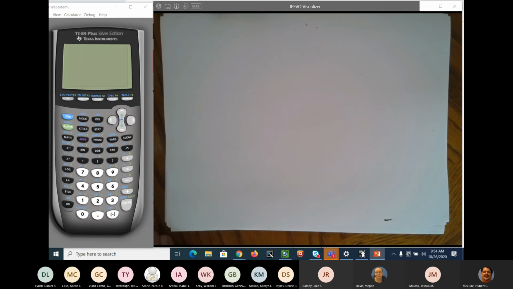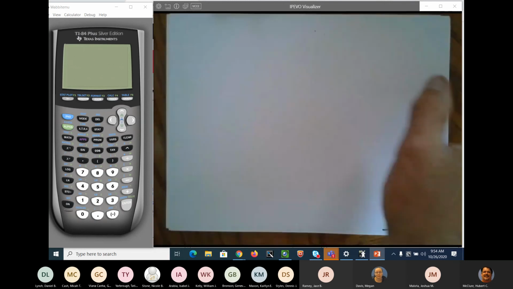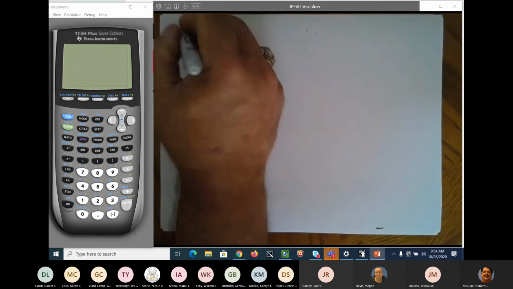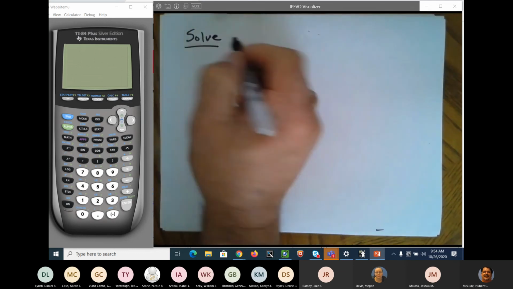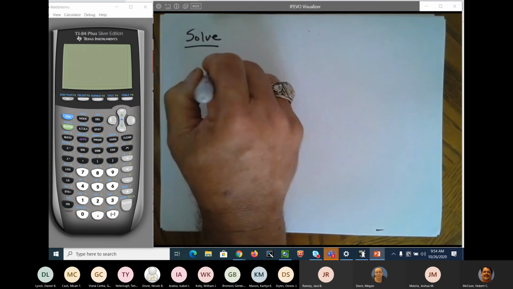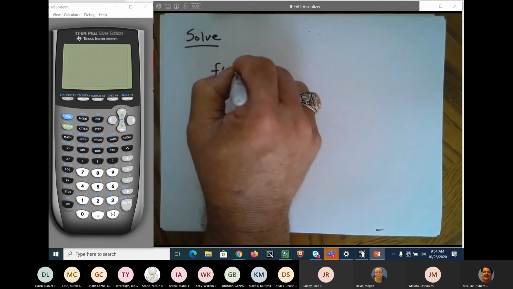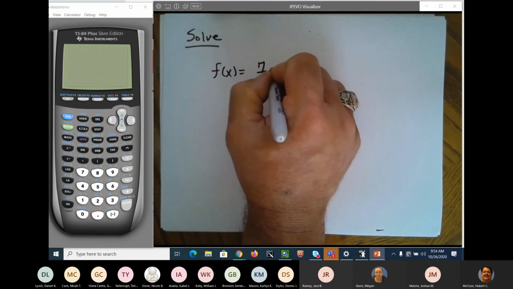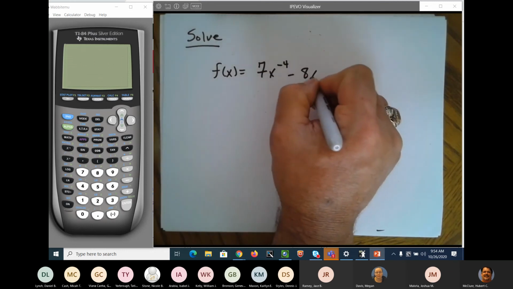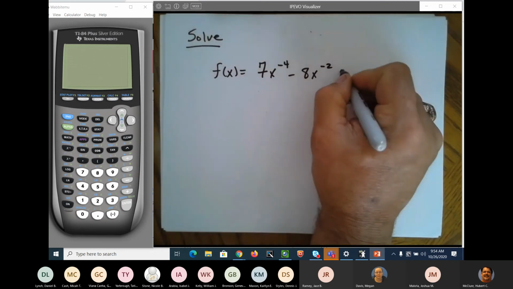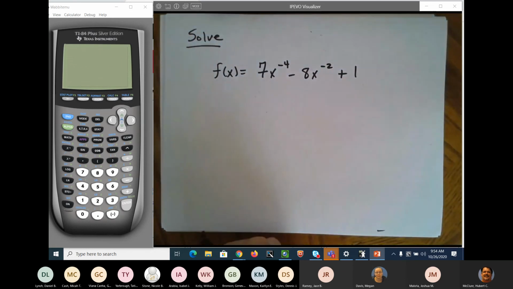Now, when you see one like this, this is kind of a question that they're going to see if you're going to think. Solve f of x is equal to 7x to the negative 4th minus 8x to the negative 2 plus 1. Now, does anybody have any idea what we should do on this one before we get started?